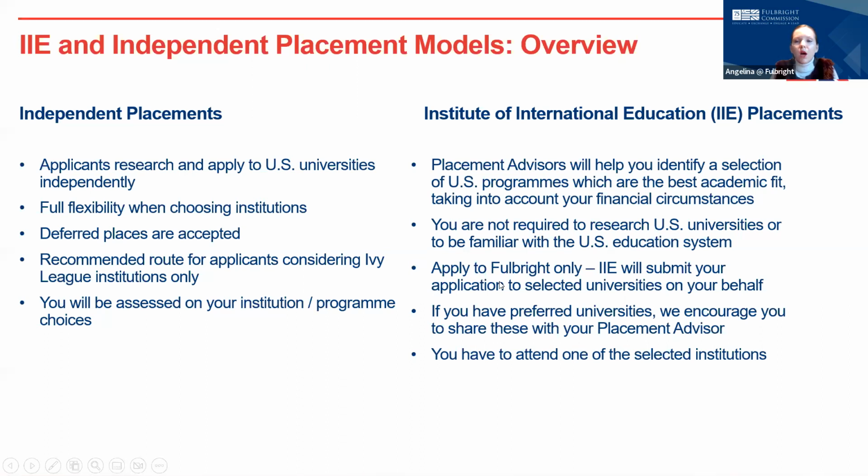So I suspect that some of you are familiar with the Fulbright Awards program, have been familiar with it for some time. And in the past, there used to be only one way to secure a Fulbright Award. This is something we continue to offer. This is what we now call the independent placements model. So the idea behind this placements model is that you do research independently. You apply to as many or as few universities as you want. And this is one of the advantages of this particular placement model. So you have full flexibility.